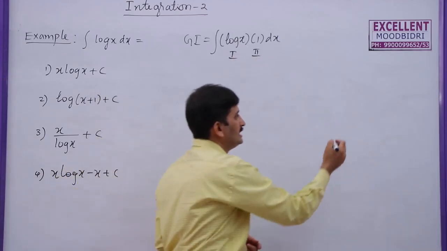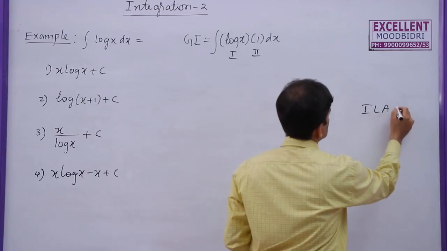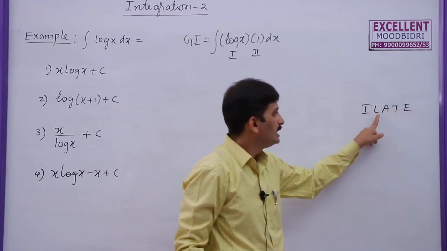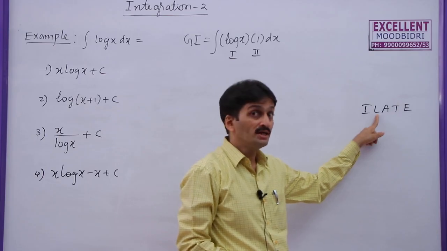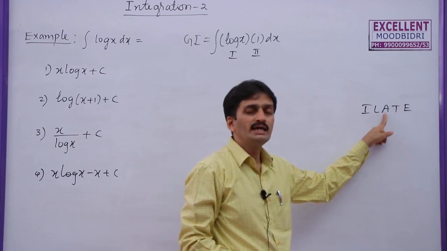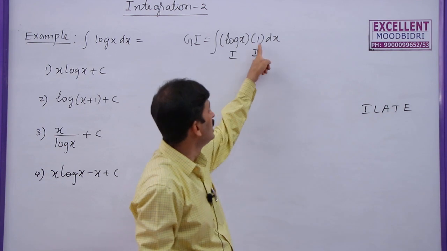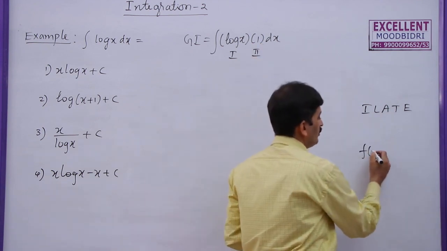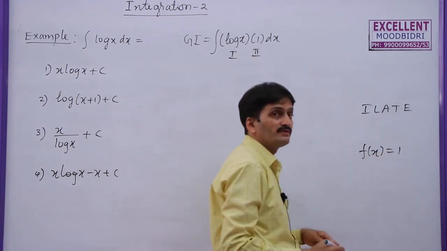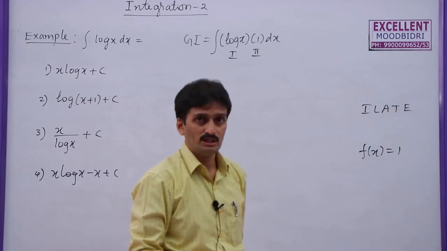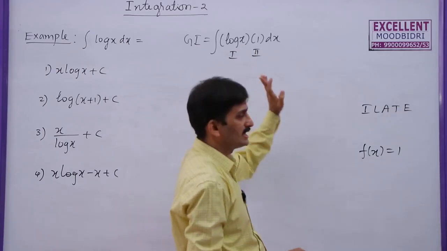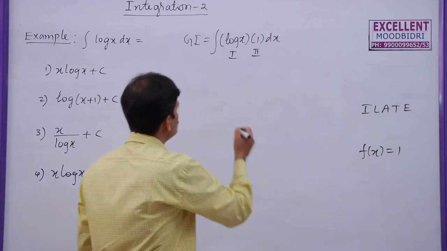Because in the rule ILATE, L logarithmic function appears before a algebraic function. See, 1 is an algebraic function. See, f of x equal to 1. This is an algebraic function because it is constant polynomial. So first function, second function. Apply the rule. What rule says?